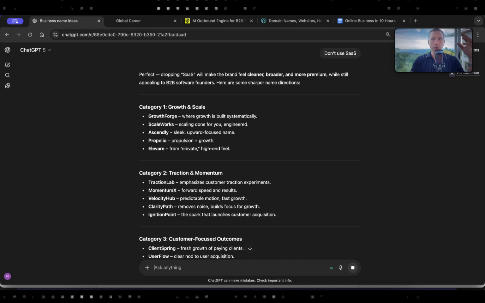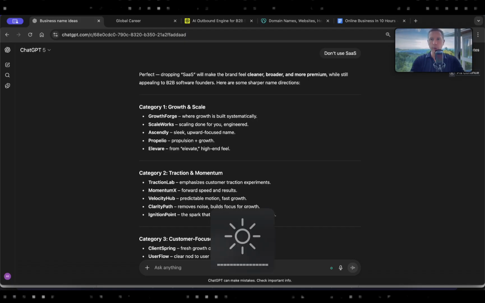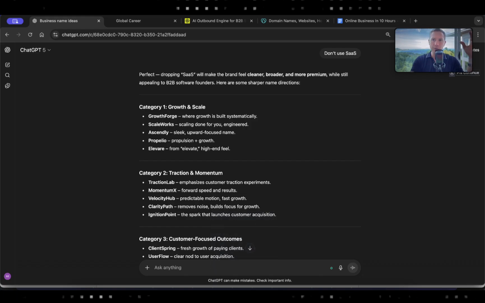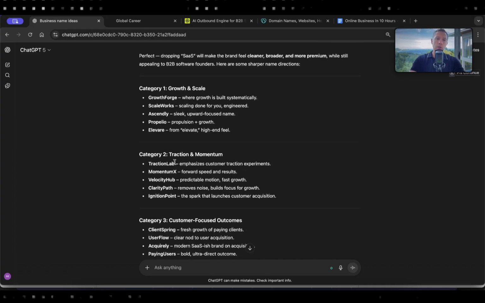And so with the business name, I usually suggest going a little bit wider. Let's just say, in the future, you don't want to only deal with SaaS founders. You can deal with agencies or people who are running Shopify stores, stuff like that. So I like this Traction Lab. I also like Client Spring. Let's see which ones have available domains.